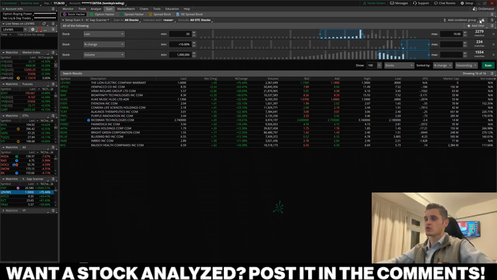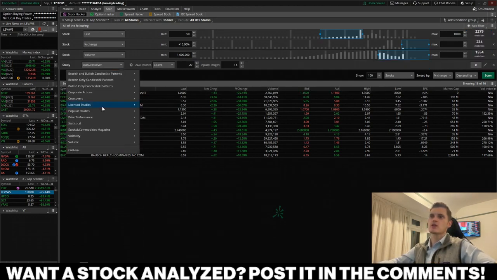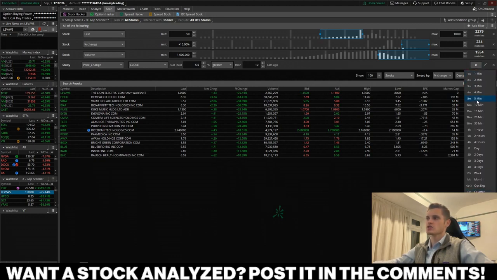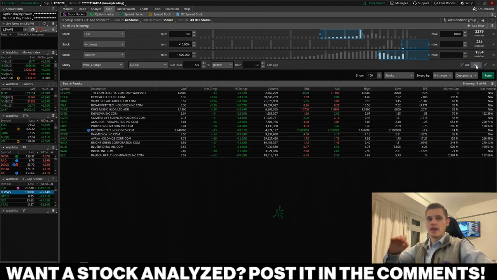But now to change this to a momentum scanner, all you need to do is add one last filter, and that will be add study. Now we have study. All you need to do is come over to price performance, come all the way down to price change, and you leave that as close. And now you want to change this percentage. For this example, we'll go over 5%, and we'll explain what this means. We'll leave this at greater than 10 bars ago, and you will want to come over here and change this to a 1 minute.